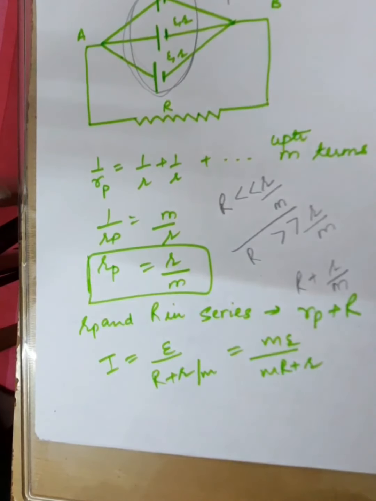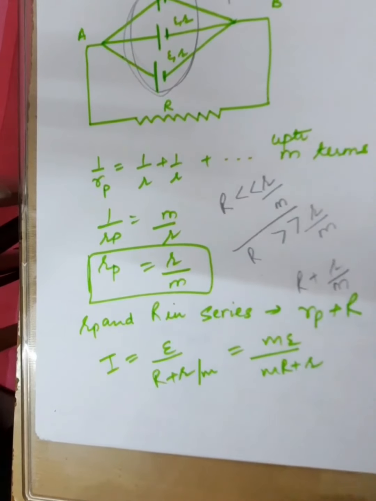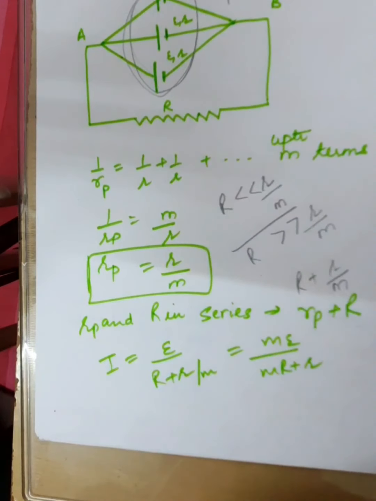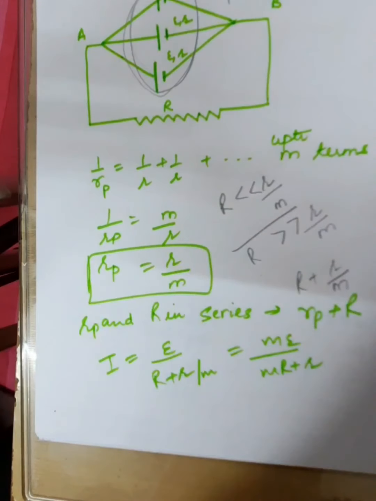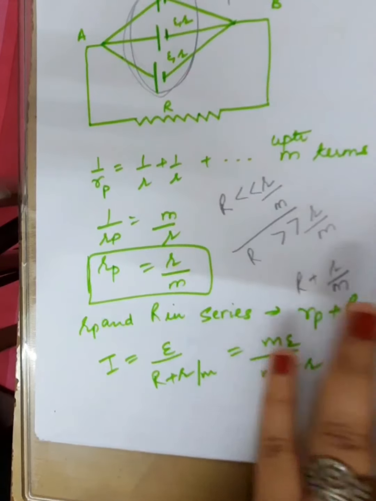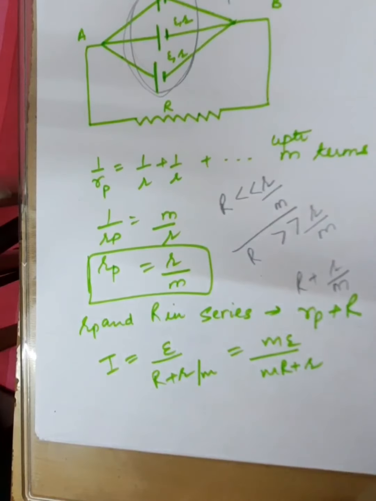And after that, derive a conclusion: if the cells are connected in parallel and you want to draw the maximum current, then how should you go about it? How should the external resistance be adjusted? Okay, so solve it and derive the conclusion out of it.